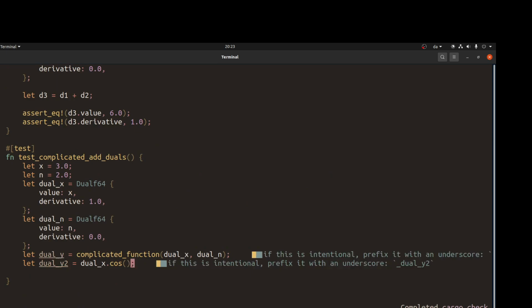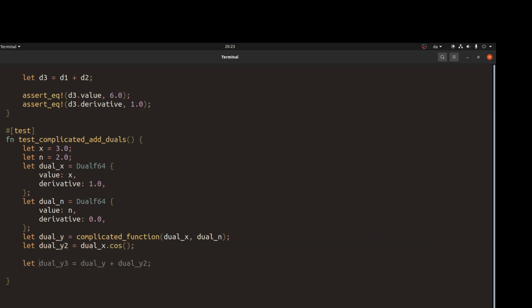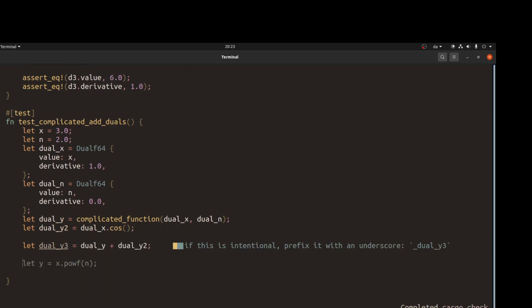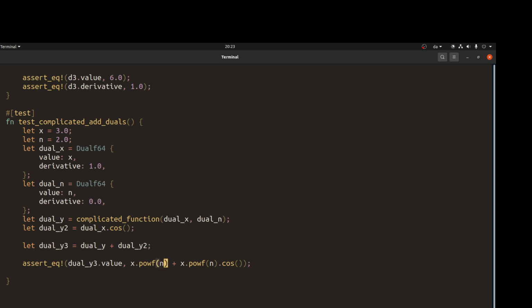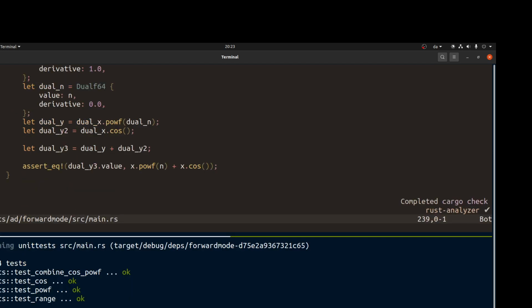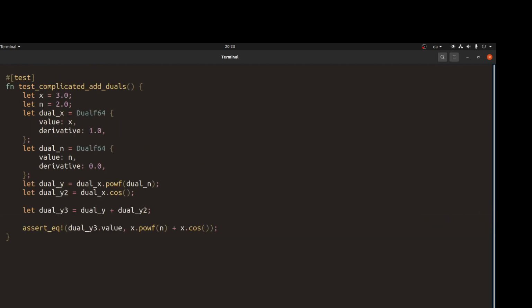All right. So now I can add them, and I can say the value of those should be x to the power n. Actually, why do we have this complicated function? It's a little bit silly, but let's do it like this instead, so we actually can see what's happening. And this is wrong, it should just be x. So let's try to run it, and it passes.